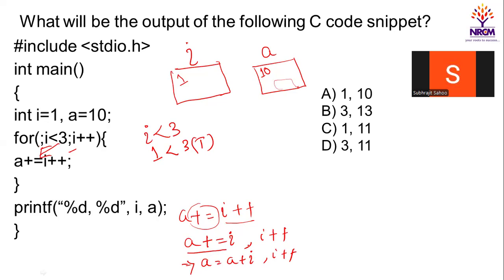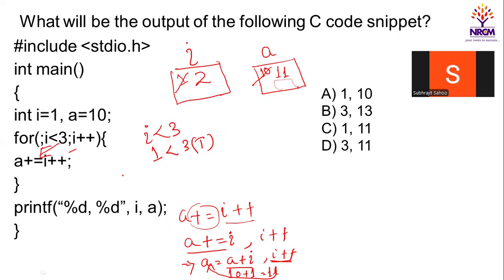Observe, sir. What is the A value right now? Observe in the container. 10 is there. I value 1 is there. So 10 plus 1, how many? 11. This 11 is stored where? Again in A. Now the A value will be deleted and 11 will be stored. Why will 11 be stored in A? Because I have written A equal to A plus I. That's why. 10 deleted, 11 stored. Right? Now I plus plus. I was 1, now I will become 2.